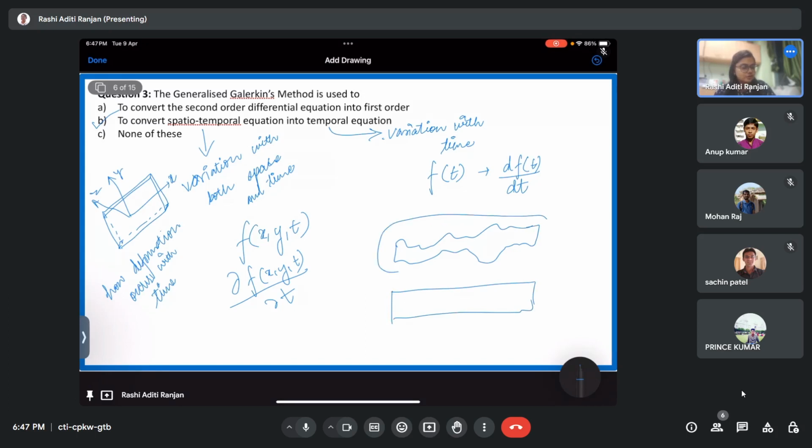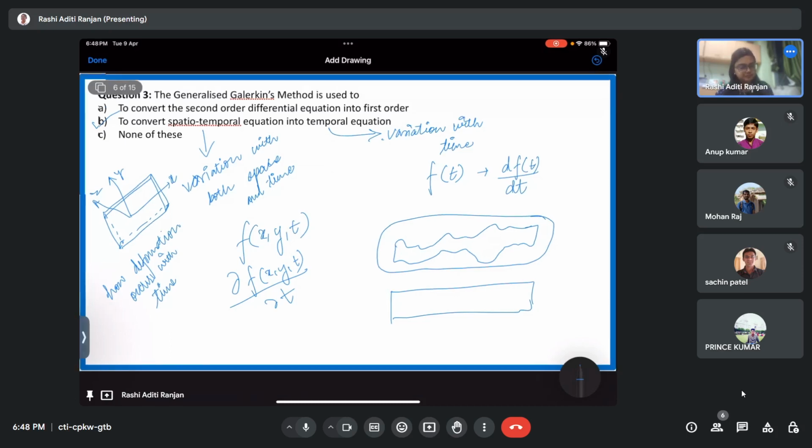Now, if I want to incorporate the variation in the thickness as well, what would I do? I'll go to a spatiotemporal equation, wherein I'll consider variation with both space and time. And if I want to do that, it will make my system a partial differential equation. So your generalized Galerkin method is basically making your life easier because it converts a partial differential equation into an ordinary differential equation, because now the variation is only with time instead of considering the variation with space and time. Clear? Okay.